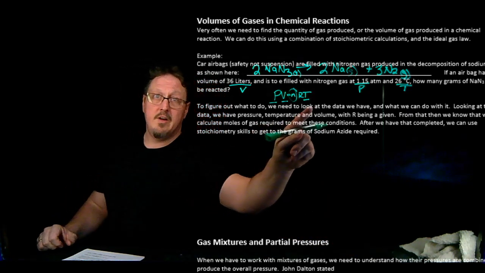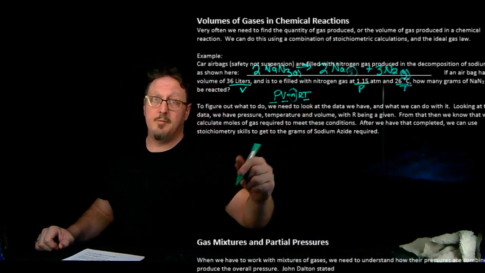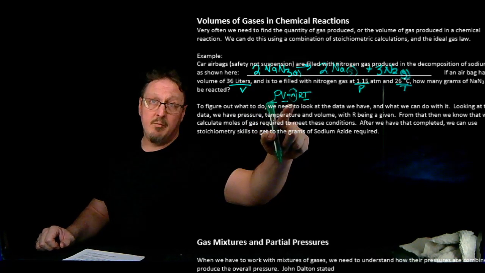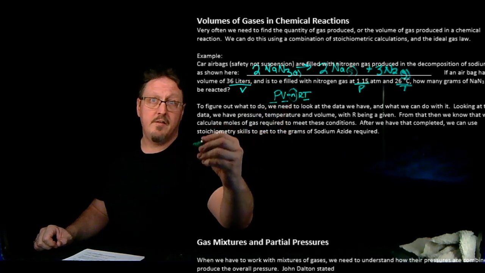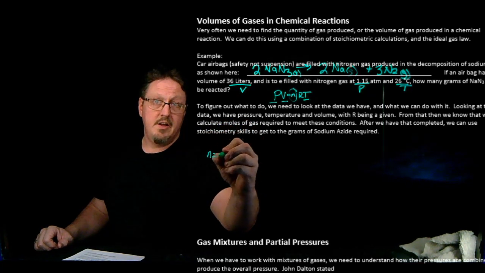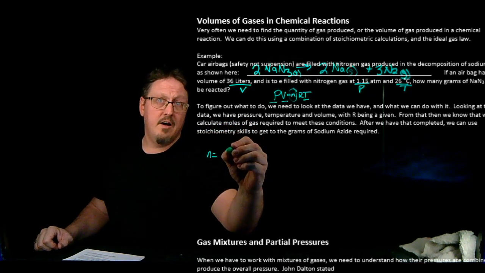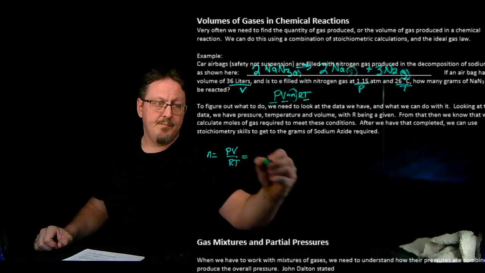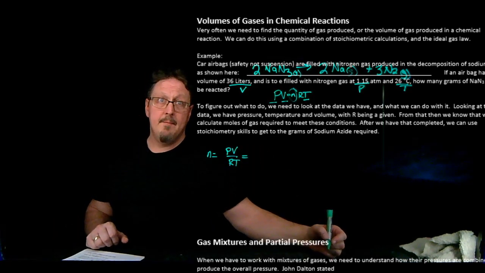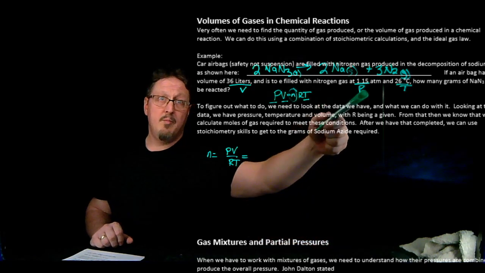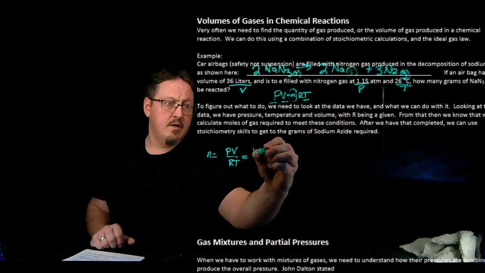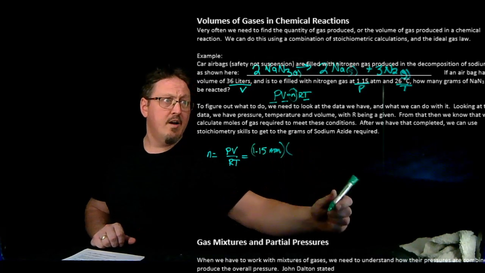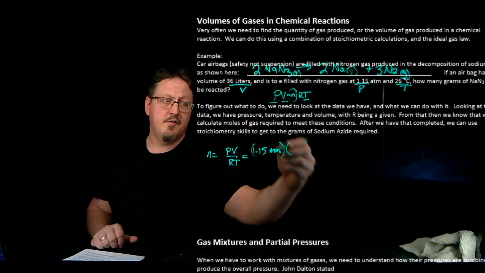So I know that I want to get to moles of our gas. PV equals nRT is what we're starting with. We're going to rearrange that to get moles of gas by itself. So n is going to equal pressure times volume divided by R times T. Now we're going to put our numbers into that. Our pressure is 1.15 atmospheres. Our volume, we already circled it right here, is 36 liters.